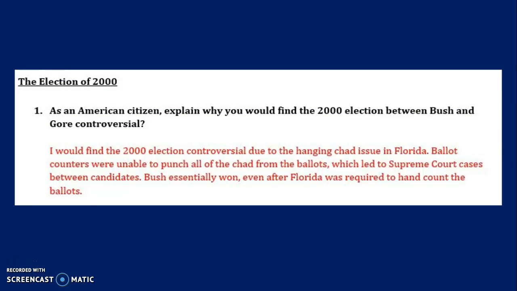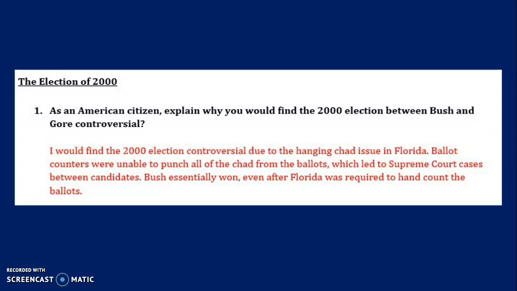Now just to zoom in, because that last slide was a little bit blurry, so this top section, when they open their book to page 500, they're going to find the title, they're going to find this section heading, the section heading being the election of 2000. So the first question under that section would be, as an American citizen, explain why you find the 2000 election between Bush and Gore controversial.